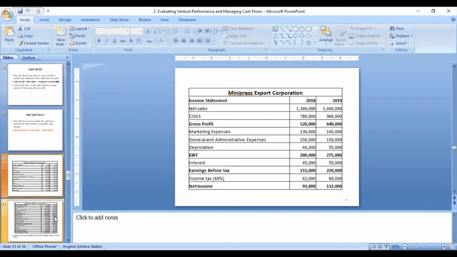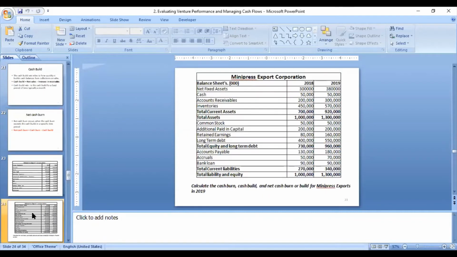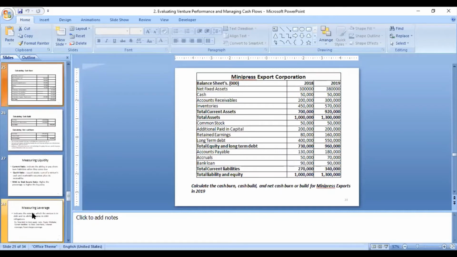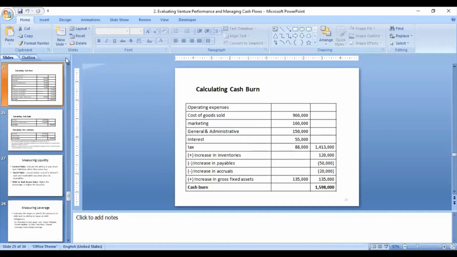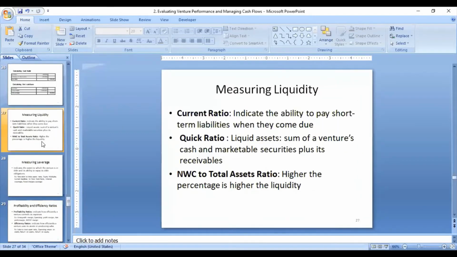There is no format or table for how to calculate cash burn or cash build, you just have to use this formula to identify the cash burn and build for the Minipress Export Corporation. So we will give you 10 minutes. How to compute ratios, what is the quick ratio, there is no point discussing this because you have learned this several times in the past years.